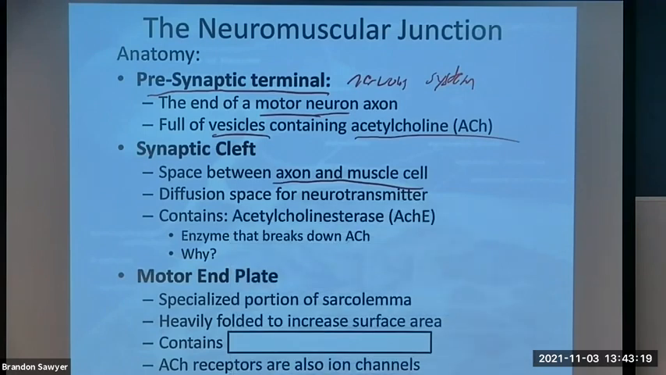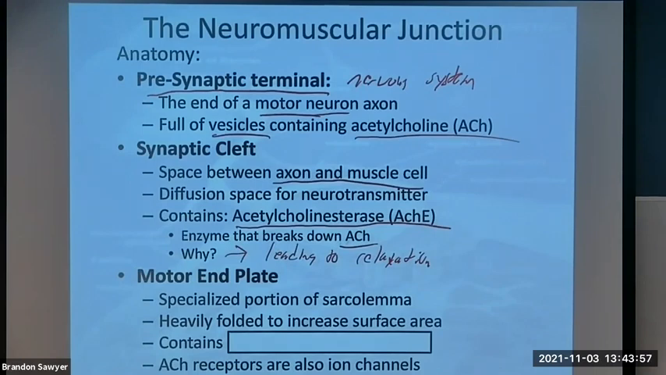This space contains an enzyme called acetylcholinesterase, which helps us break down acetylcholine after it's been released. This leads to relaxation. If there was nothing to break down acetylcholine, it would lead to contraction for a lot longer than we really want. So we have an enzyme in place to help us break that down and relax the muscle when we're done contracting it.